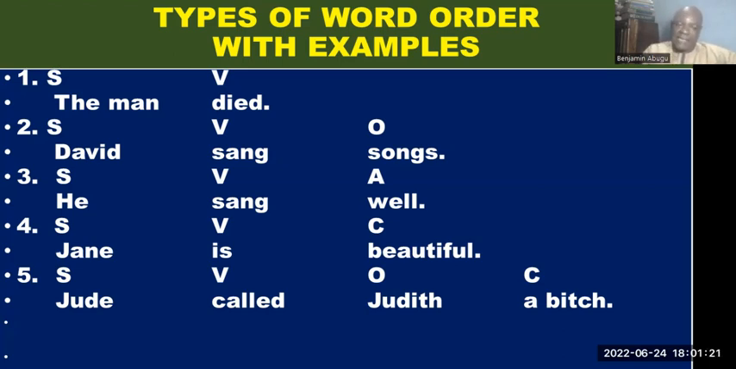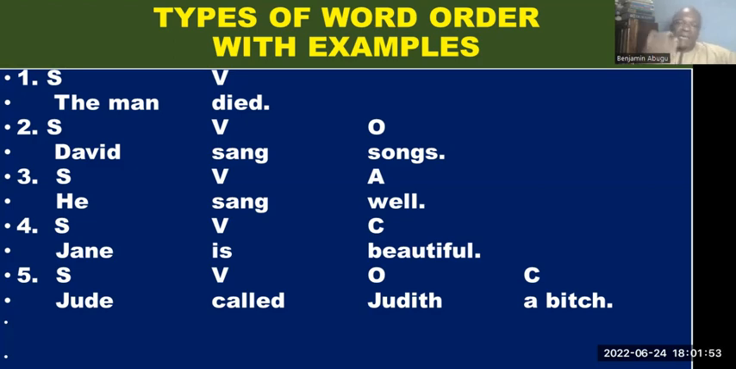Now, let's look at this. If you say Jane is, is the sentence complete? No. If you are discussing with someone and you say Jane is, the listener will be listening for you to complete the statement you started. Jane is what? That is naturally the question that arises. And so the complement is needed to complete the meaning of the sentence.